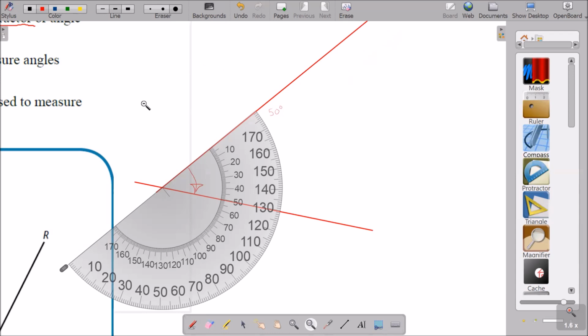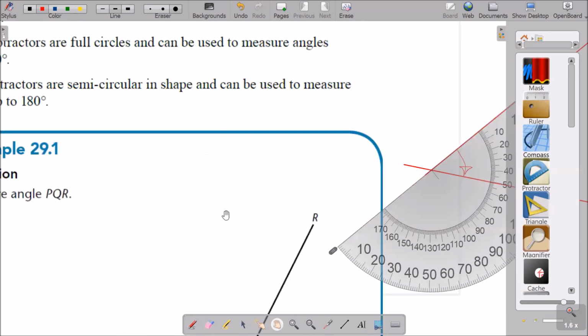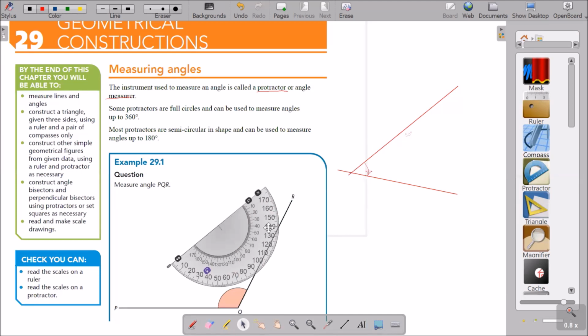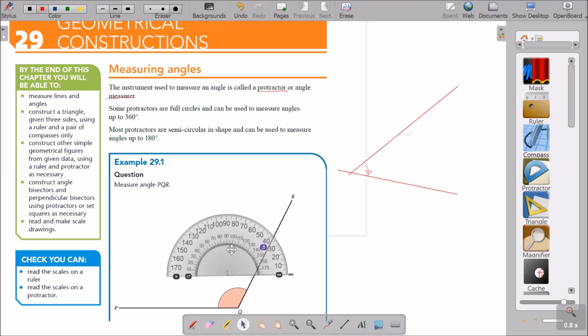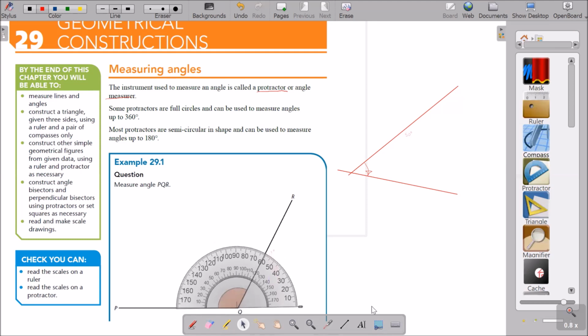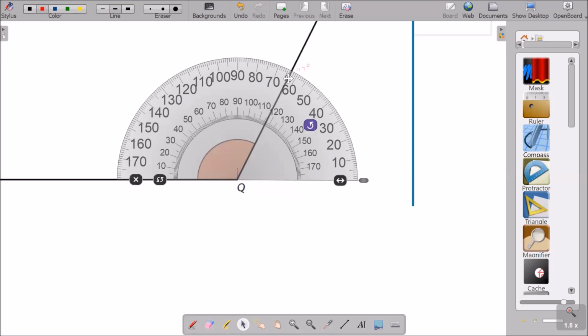So for O level, you are required to have a mathematical set, which you will use in paper 1 for geometrical constructions. Okay, let's look at this question. Measure angle PQR. Now we take our protractor, turn it around, make sure the center point is directly where the two lines meet, and our zero line is on one of the lines.